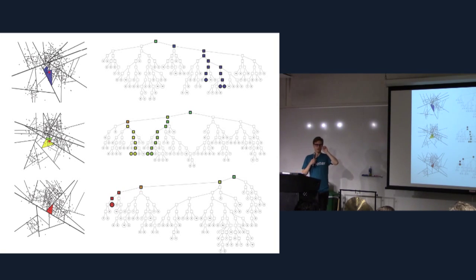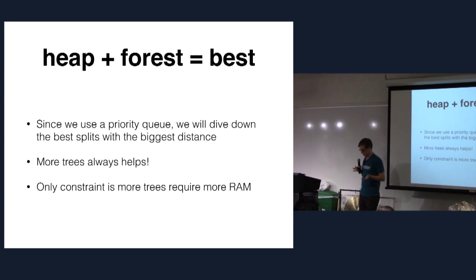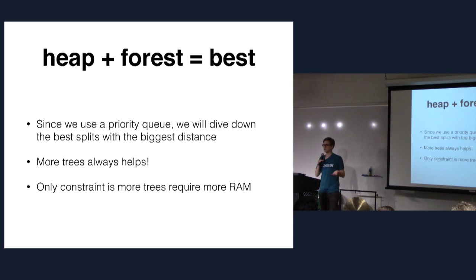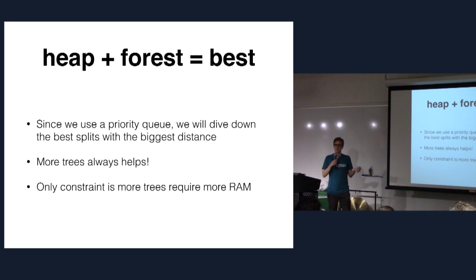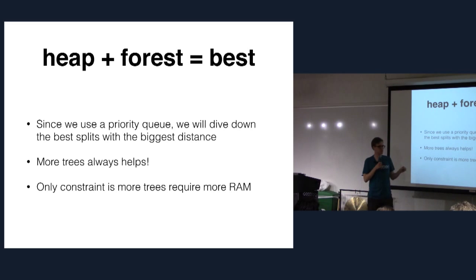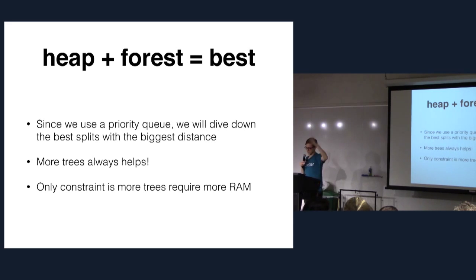You can construct up to hundreds or thousands of trees if you want to. And the cool thing is with this priority queue, it generalizes really well to multiple trees, because you can search multiple trees at the same time using the same priority queue. What it's going to do is find which tree is the best, which are the splits that are the furthest away from me, and focus on those trees. The only thing is it takes more RAM with more trees, so you can only add trees up to a certain limit. Okay.